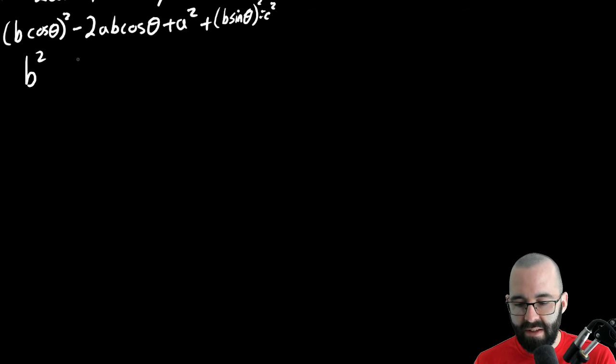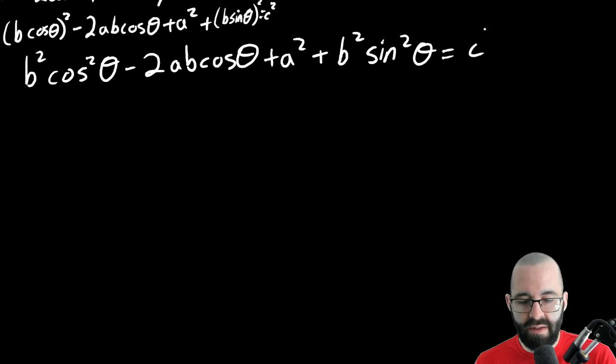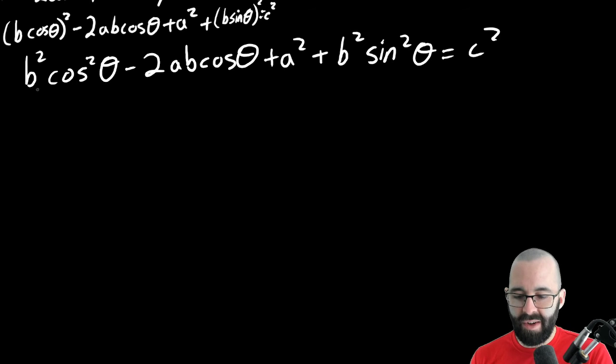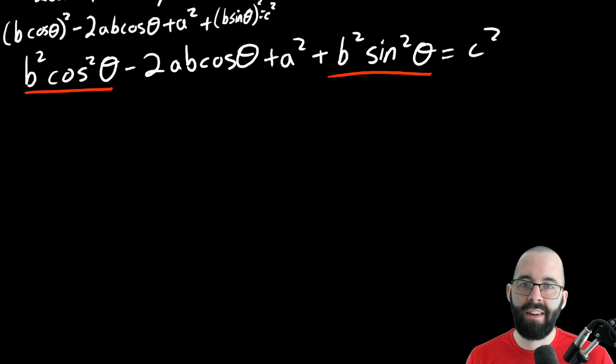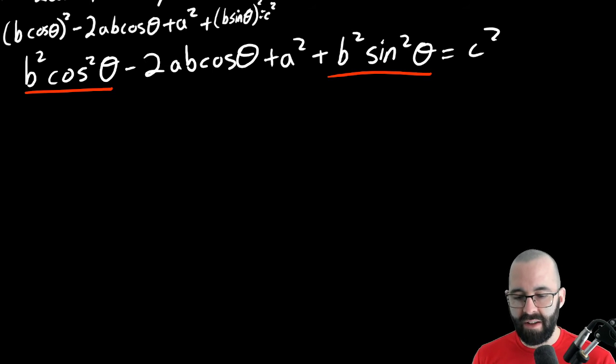Square a monomial, this is gonna be b squared cosine squared of theta minus 2ab cosine of theta. It looks awful, but I promise it's gonna get better. Plus b squared sine squared of theta equals c squared. And now we want to simplify this. But look at these two terms right here. What if we factored out a b squared from those two terms? Let's move those terms next to each other.